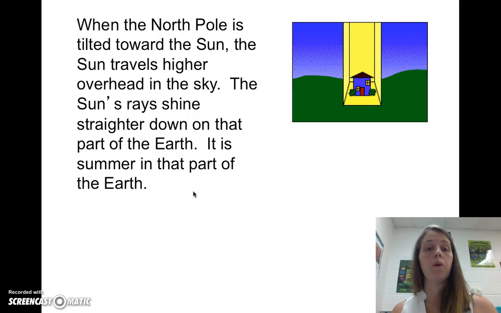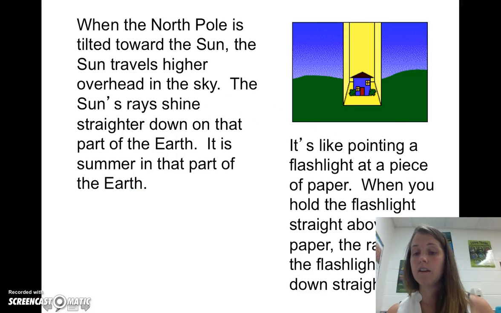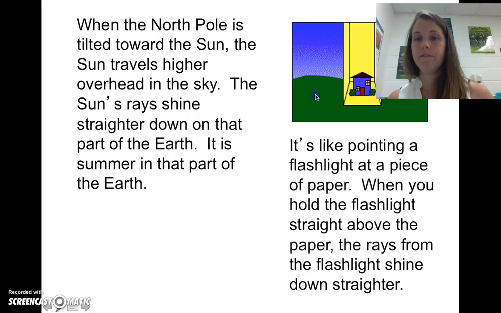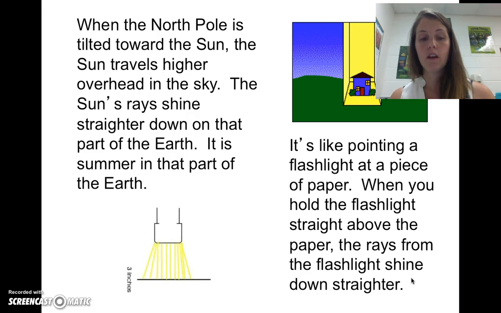When the North Pole is tilted towards the sun, the sun travels higher overhead. That means it actually goes directly overhead, and the sun's rays shine down straighter on that part of the Earth. You could use an analogy where it's like a flashlight pointing down at a piece of paper. When you hold the flashlight straight above the paper, the rays shine straight down, or down straighter, so they are more powerful then. Okay?